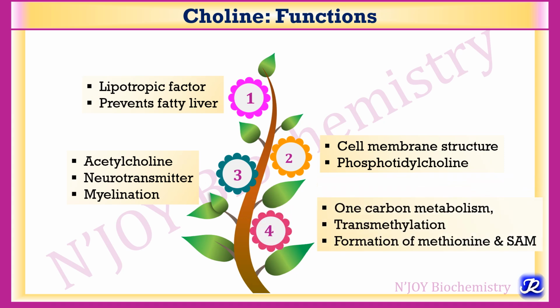Then it is also involved in 1-carbon metabolism, transmethylation, that is transfer of methyl group, formation of methionine and S-adenosyl methionine. Because choline can donate 3 methyl groups to the 1-carbon pool, and finally these methyl groups are transferred to homocysteine to produce methionine, which is used for transmethylation reactions. So these are the various important functions of choline.